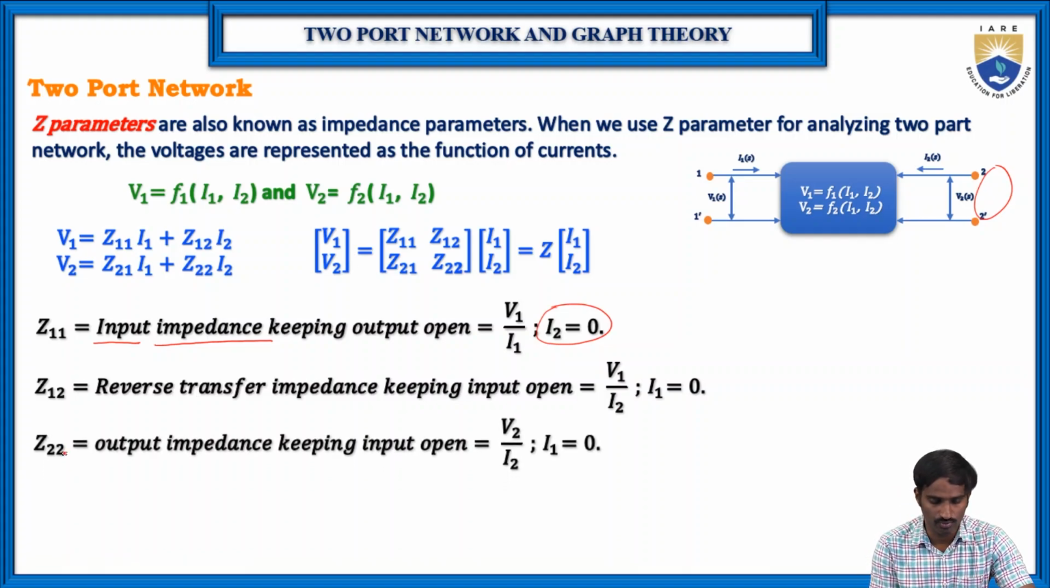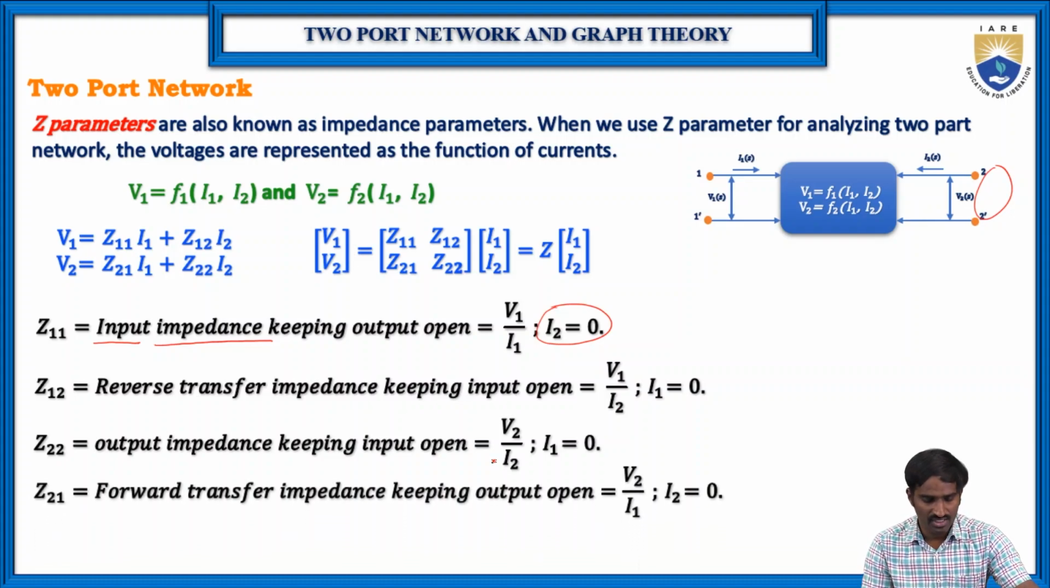Next one is the Z22. Here Z22 is the output impedance keeping the input open. So here Z22 is equal to V2 by I2, because for Z22, V2 and I2, I1 is equal to 0. Which means by making I1 an open circuit, we are finding the two parameters, one is Z12 and Z22, right?